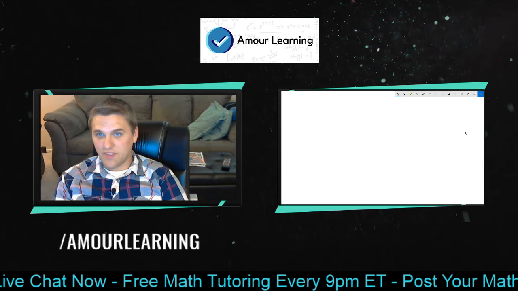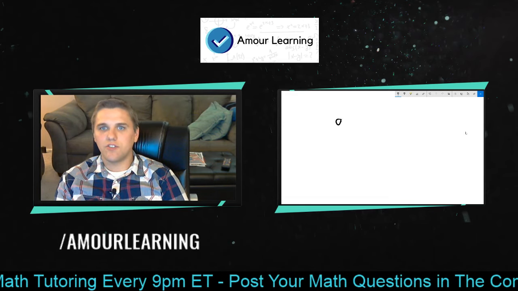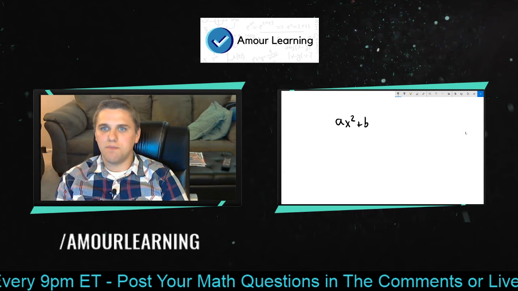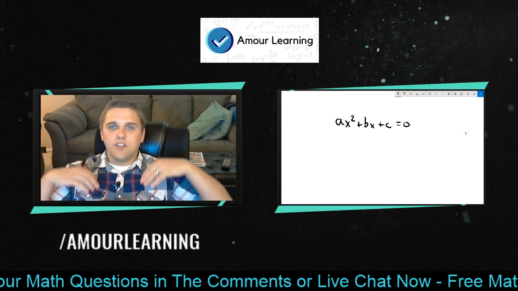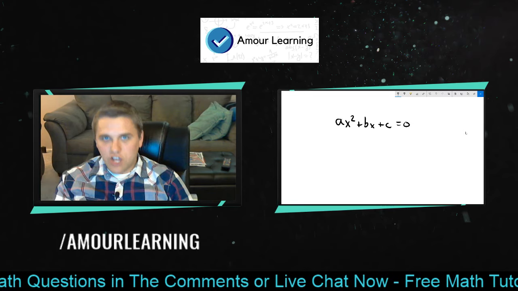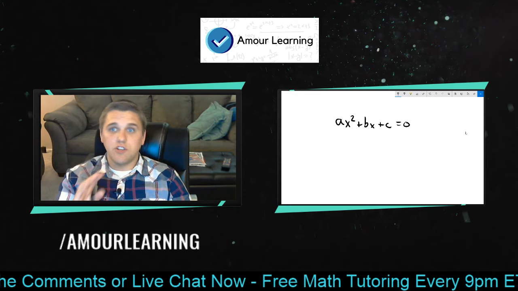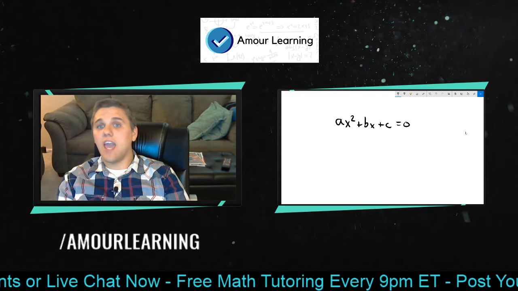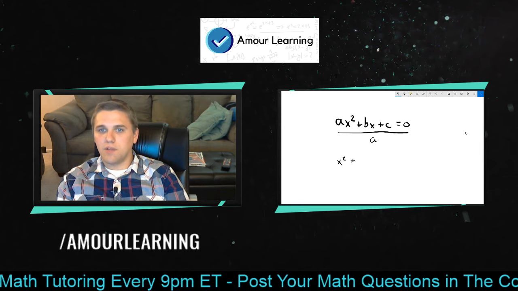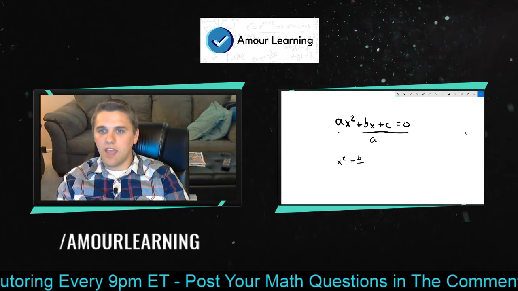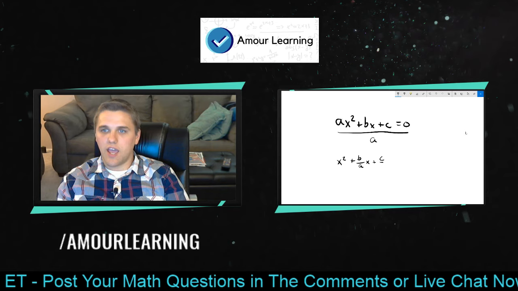So let's talk about a general quadratic polynomial. This would be something like ax squared plus bx plus c equals 0. So the question is, in general, what is the solution? Just like the last problem, the first step is to get rid of this a. So I'm going to divide every single thing by a, and I'm going to be left with x squared plus b over a x plus c over a equals 0.